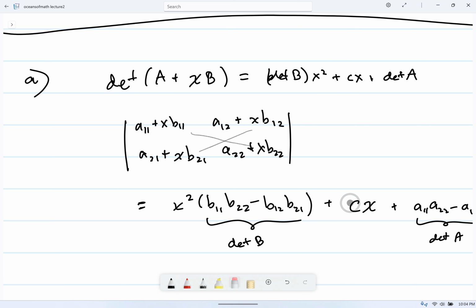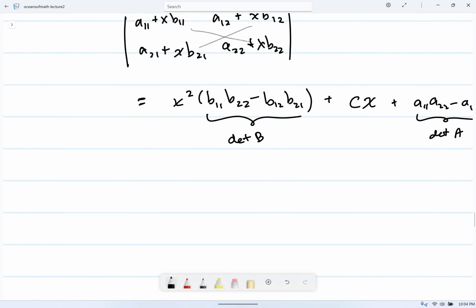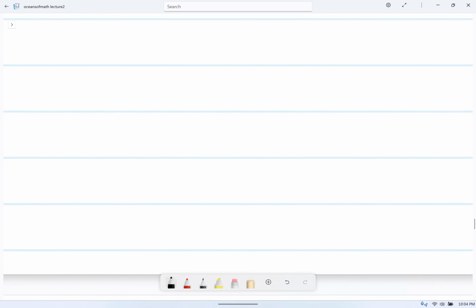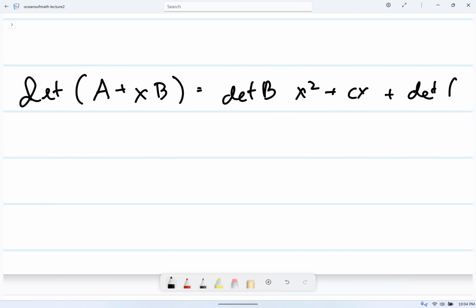And this is very useful for me. In fact, it immediately solves our problem because we recognize this symmetry: if I plug in 1 and negative 1 for x and then add those two determinants together, the x terms will cancel. So let's go ahead and do that. We've just determined that determinant of A plus xB is equal to determinant of B x squared plus Cx plus determinant of A.